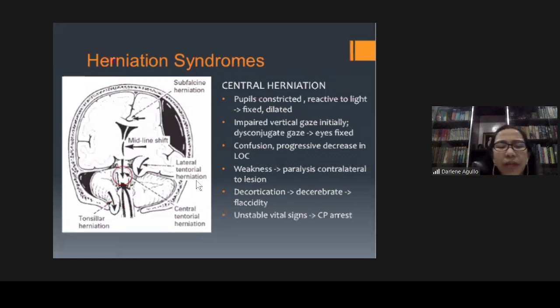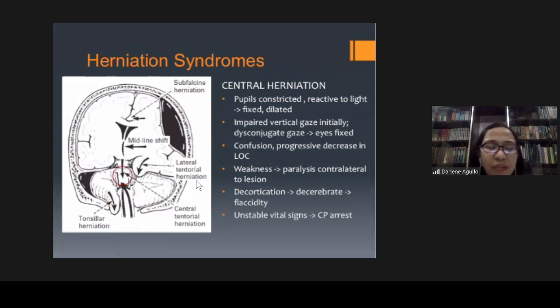Now, central herniation. Central herniation naman, this is parang dalawang uncal herniation, bilateral. So, yung buong center ng brain bababa through the tentorium cerebelli. So, this is central tentorial herniation. The pupils are constricted, initially reactive to light, and eventually magiging fixed dilated silang dalawa. So, parang walang anisocoria, no? Kasi dalawa sabay. Pero, initially constricted muna, and then eventually magiging fixed dilated. Ito super emergency ito.